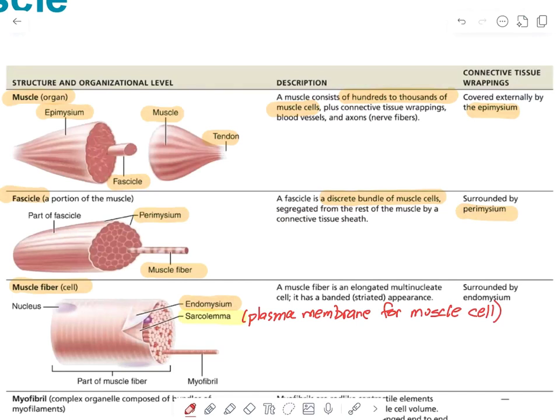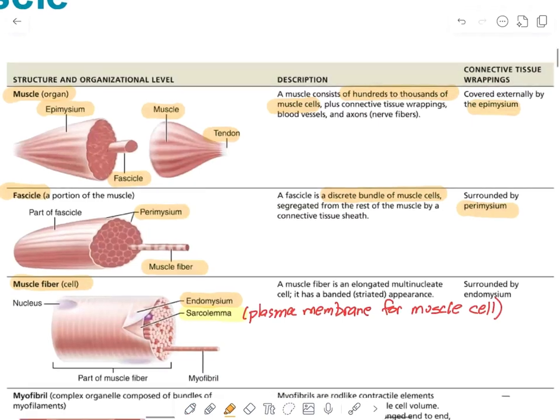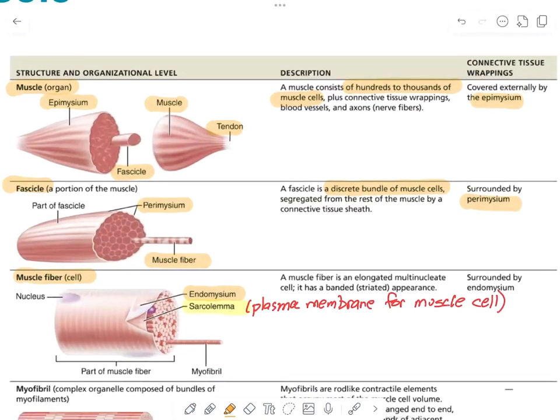This is really important to remember because it means that it can conduct an action potential or a nerve impulse. So this is the part of the muscle fiber. And within that muscle fiber is what's called a myofibril. The muscle fiber is an elongated multinucleate cell with a striated appearance, those stripes, and it's surrounded by the endomysium, which is the connective tissue layer.